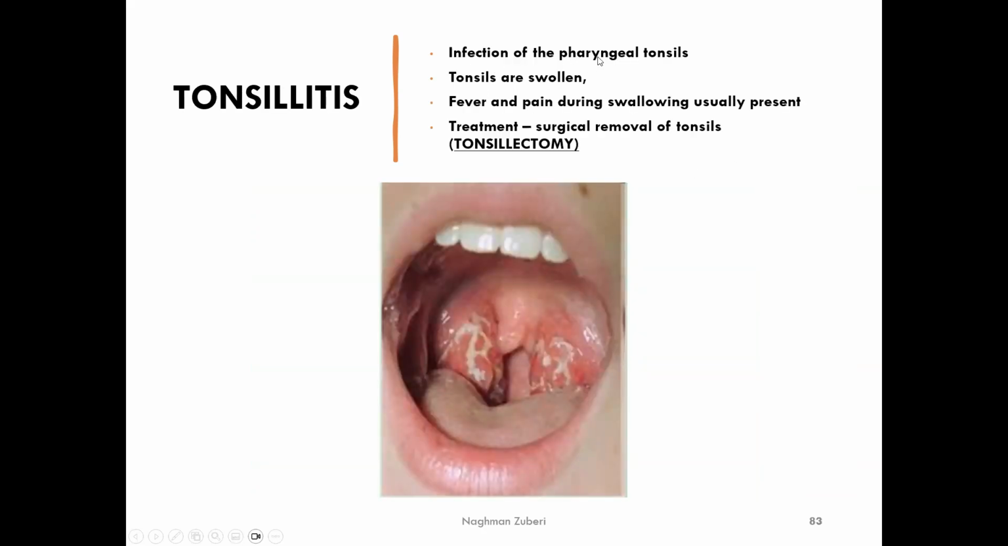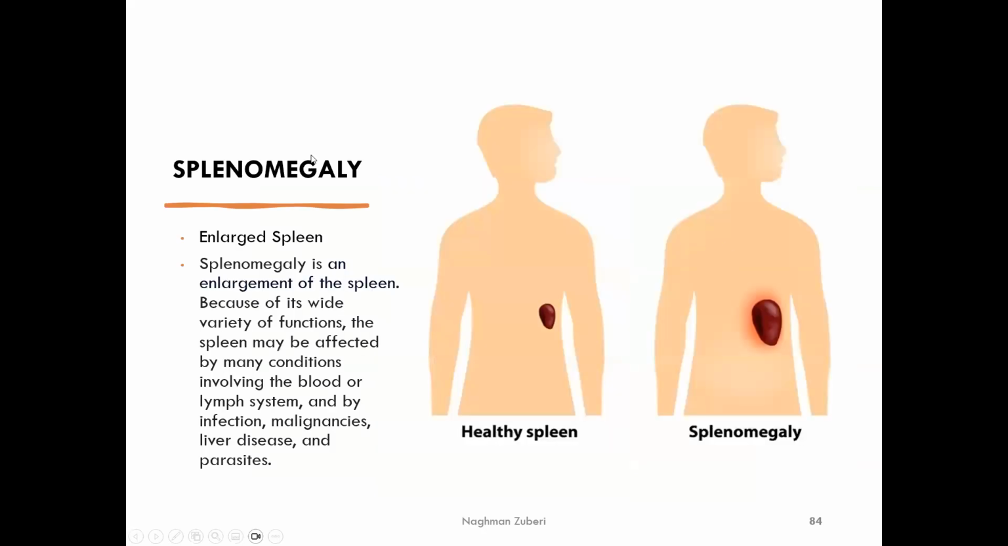Tonsillitis is an infection of the pharyngeal tonsils. Tonsils would appear swollen, and fever and pain during swallowing are usually present. Treatment would be surgical removal of the tonsils, or tonsillectomy. Splenomegaly is an enlarged spleen, an enlargement of the spleen because of its wide variety of functions. The spleen may be affected by many conditions involving the blood or lymph system, and by infection, malignancies, liver disease, and maybe the presence of parasites.